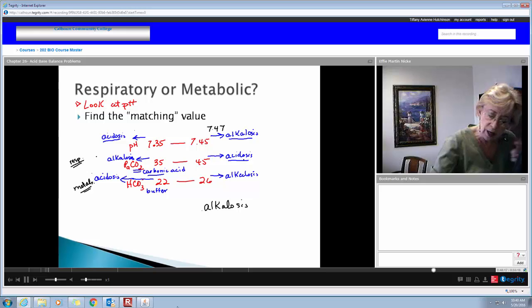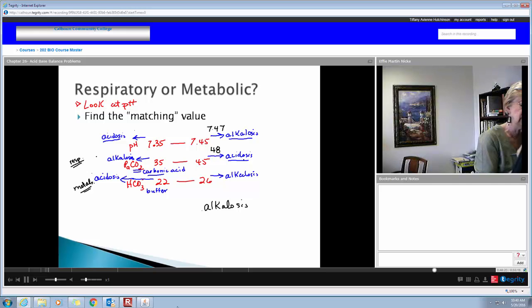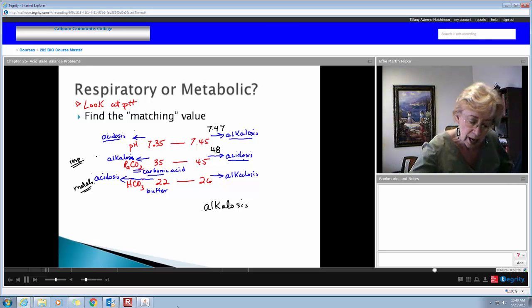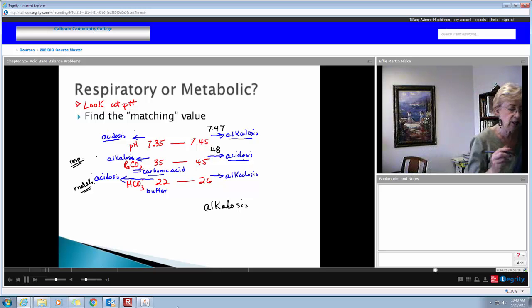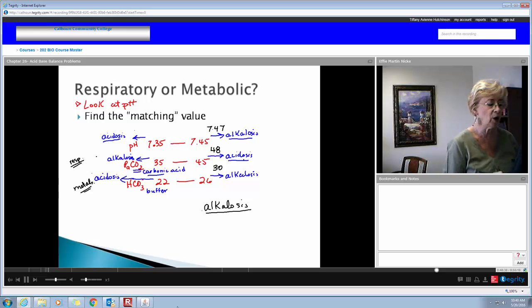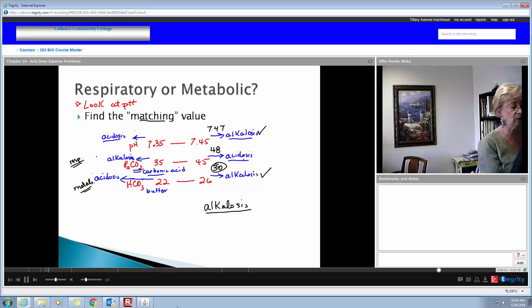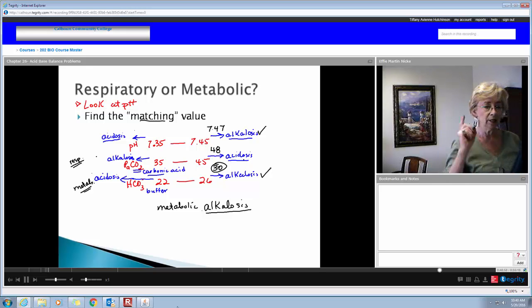So number 3, the PaCO2 is 48. So he's out up here on the acid side on that parameter. And number 3, the HCO3 is 30. He's out on alkalosis. So, after we've determined by the pH that his main problem is alkalosis, what do we do? Find the matching value. So, we've looked to see alkalosis here, alkalosis here. So, since this value is out on the alkalosis side, what is his main problem? Metabolic acidosis.